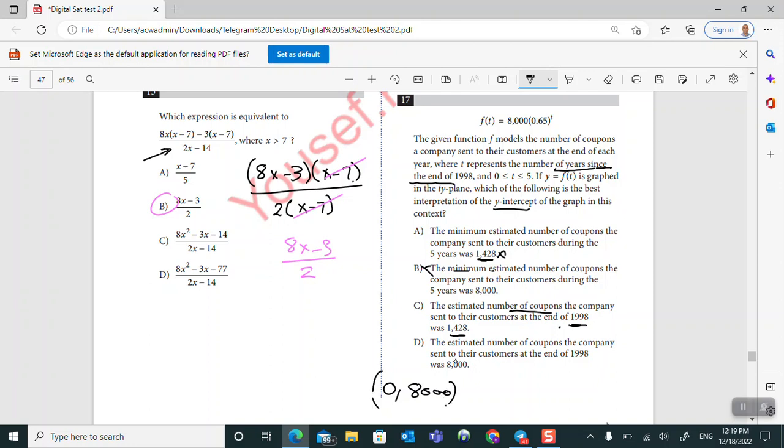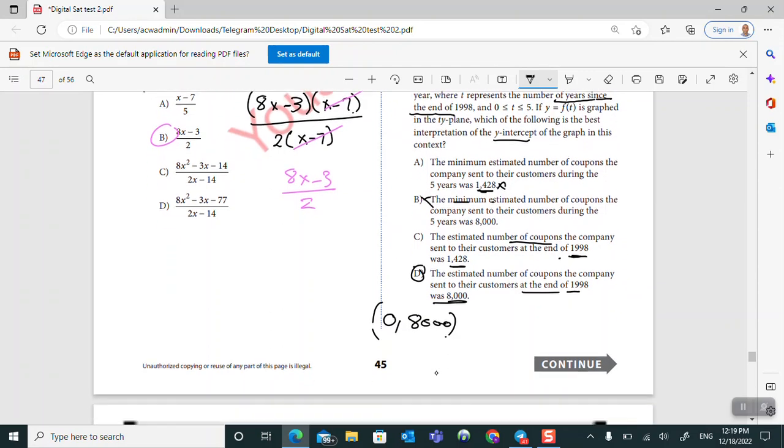So the only correct choice is D, since that's the initial value sent to the customer at the end of 1998, which is given originally in the question, and that was equal to 8,000. Okay, so let's move on.